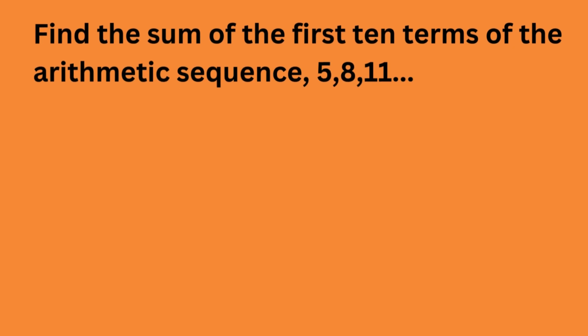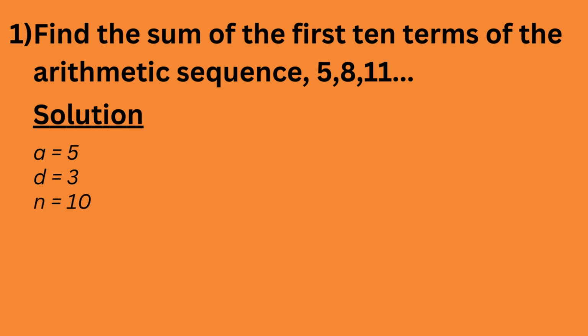Example questions. Find the sum of the first 10 terms of the arithmetic sequence 5, 8, 11, and so on. Solution. First term a = 5. Common difference d = 3. Number of terms n = 10. Last term l = a + (n - 1)d, which equals 5 + (10 - 1) times 3, which equals 32.